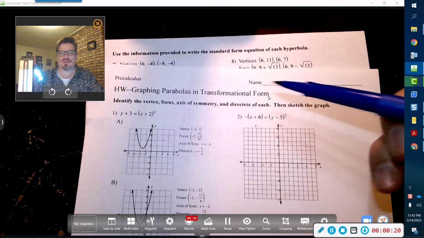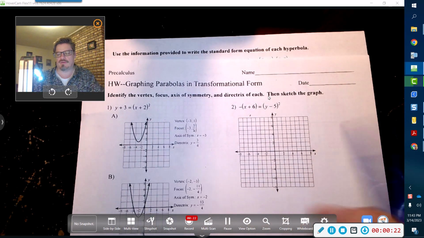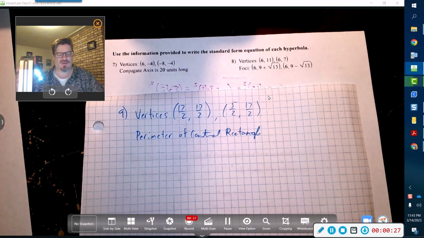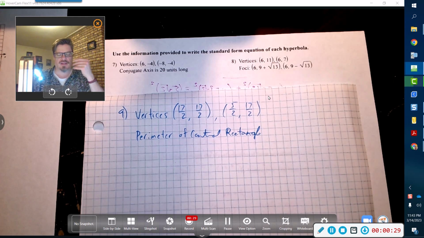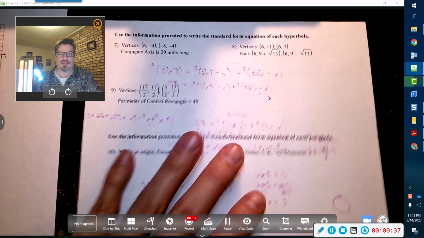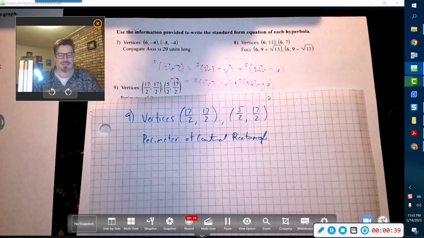I want to make sure that you guys can graph parabolas. That's a little weak right now because I feel like we ran out of time during one of the class periods or something. Anyways, what I thought I would do then is we're going to do 9, 10, 11. I'm going to do those quickly. But let's go back to this.